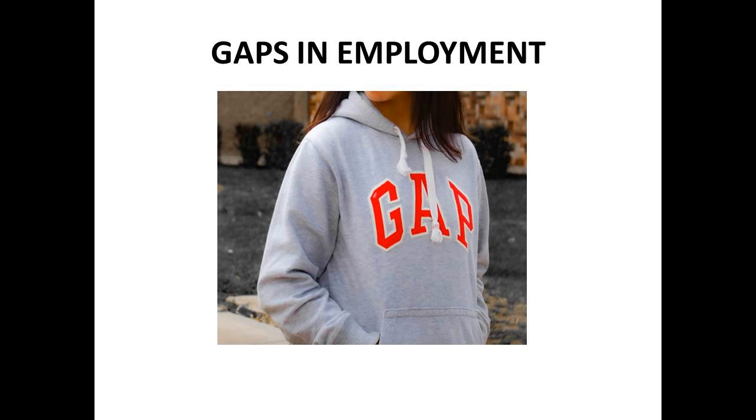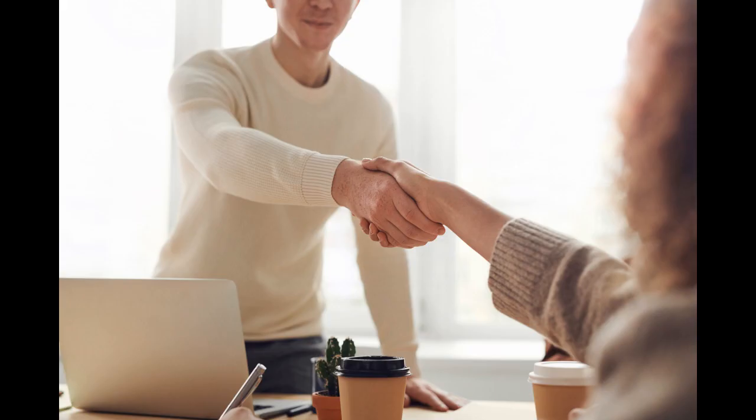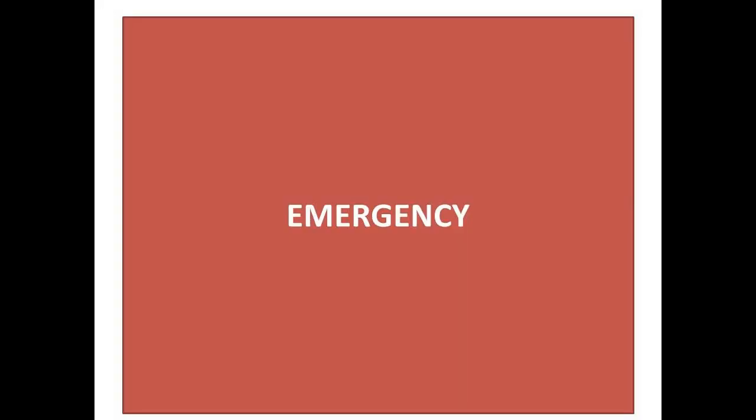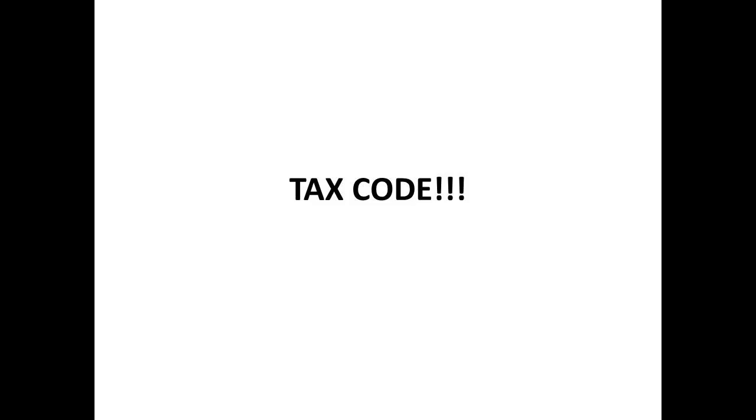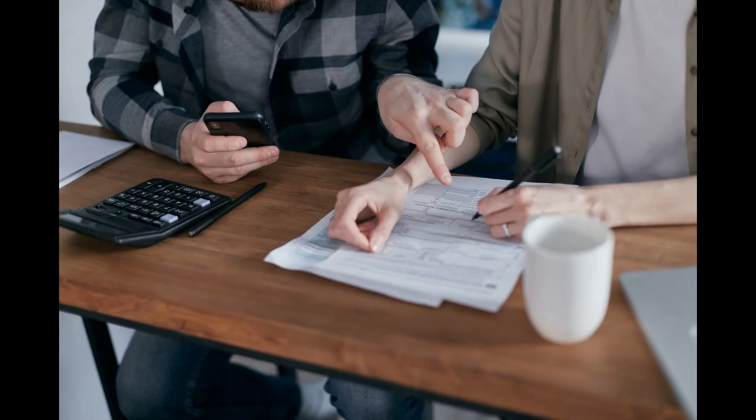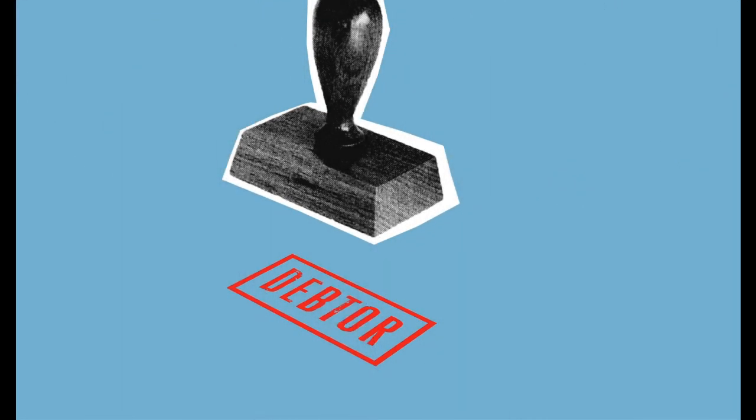Number one example here would be gaps in employment, more like if you get a new job. It is most likely to have an emergency tax code if you change jobs. Most times, your new employer will use an emergency tax code until HMRC receives more information before your tax code can be adjusted.